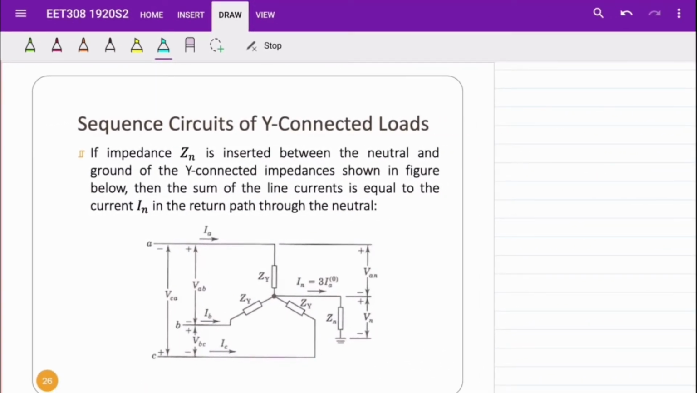The next part of the one-line diagram or single-line diagram is load. As I mentioned before, only Y-connected load is considered. For example, the figure shows a Y load with neutral connection. If impedance Zn is inserted between the neutral and ground of the Y-connected impedances, the sum of the line currents is equal to the current In in the return path through the neutral.